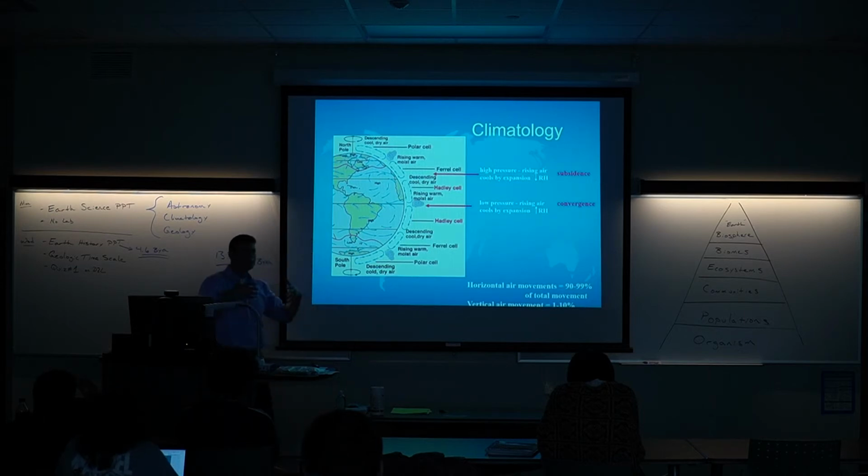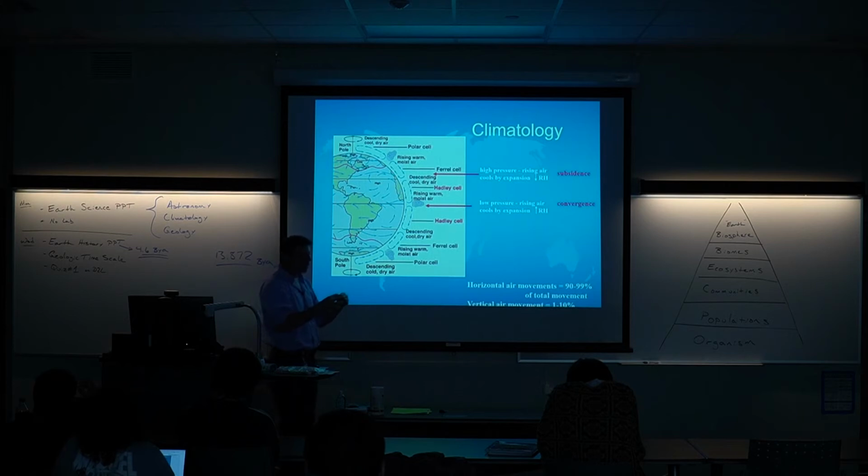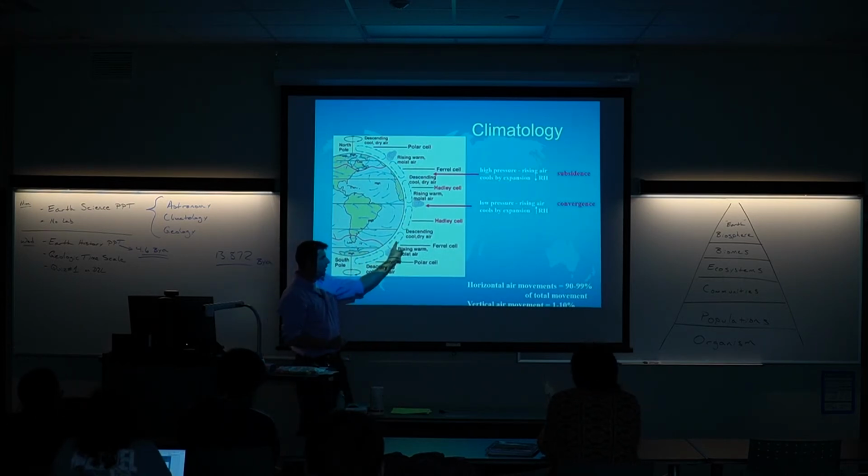If you ever wondered why there is so much rain at the equator, it's not just because the sun is hitting it. It's because we have this interaction between two Hadley cells, where there's a vertical column of air that cools off and drops its moisture.